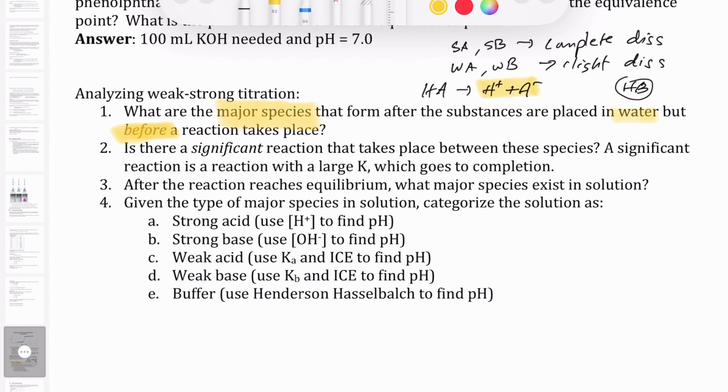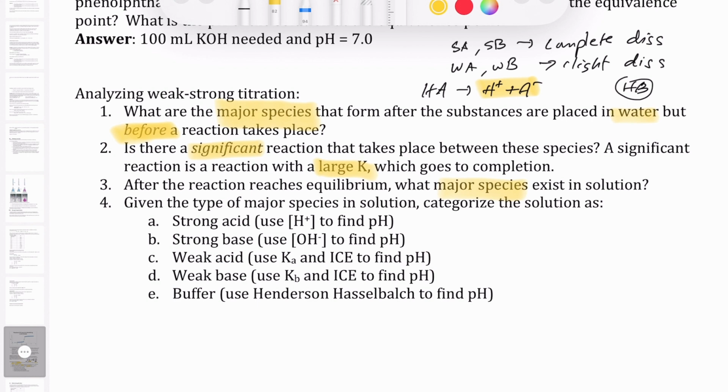The second part is to ask whether there's a significant reaction that will happen among the species present in that solution, a reaction that has a large K. Because if the reaction doesn't have a large K, that means there's no reaction, and so whatever we had before is still what we have at equilibrium. It's just the same species. But if there's a reaction, then some of those species might disappear because they convert into a different molecule, a product. If you're able to identify a significant reaction, then you have to figure out what happened after the reaction's equilibrium. What are the major species now present at equilibrium?